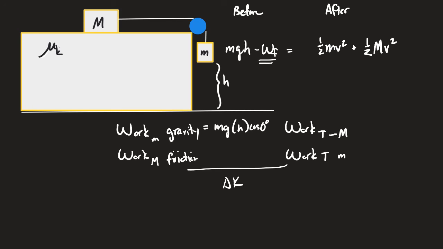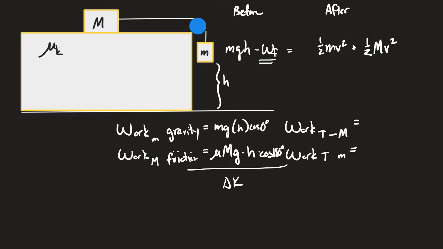The work done by friction, well, I never addressed this earlier, so I'll address it now. It's going to be mu mg times h times cosine of 180 degrees. Any question about that? Now, for those of you who think this is going to be some kind of hard calculation, it's not.